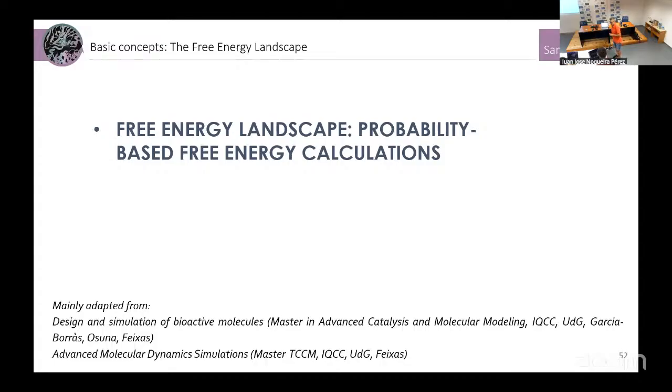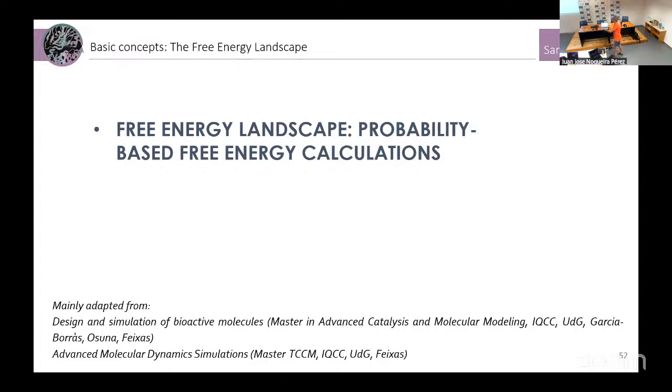Let's start. Okay, so I'm Marc Garcia from Girona, and the idea now is that we can see how we can apply this free energy concept and these free energy calculations in order to understand and analyze protein function. We will also see some examples on how to apply these concepts to designing new proteins and new protein functions.